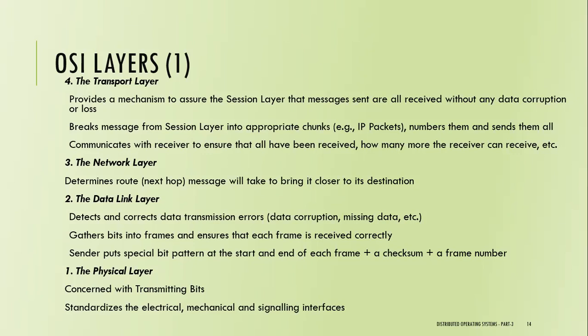Next is the physical layer. The physical layer is concerned with transmitting the zeros and ones. How many volts to use for 0 and 1, how many bits per second can be sent, and whether transmission can take place in both directions simultaneously are key issues in the physical layer. In addition, the size and shape of the network connector, as well as the number of pins and the meaning of each, are concerned in the physical layer itself.